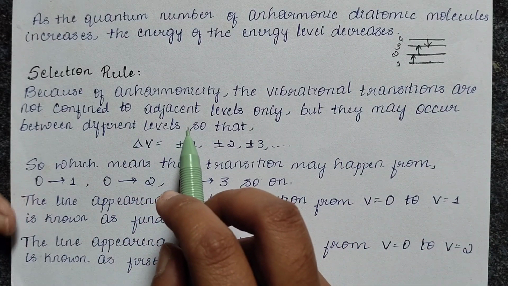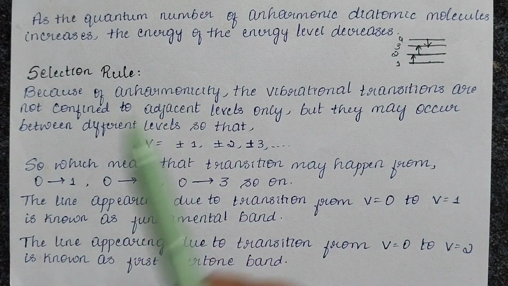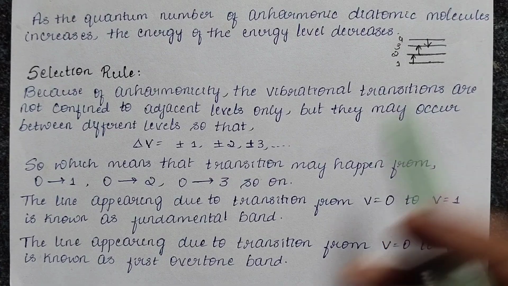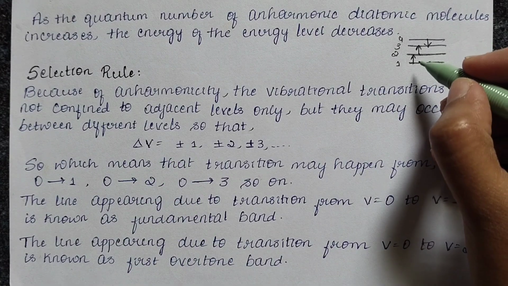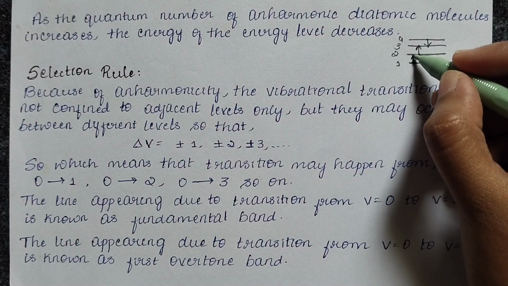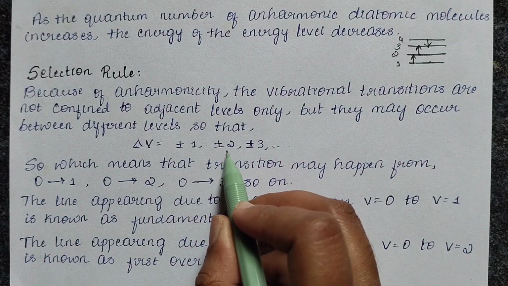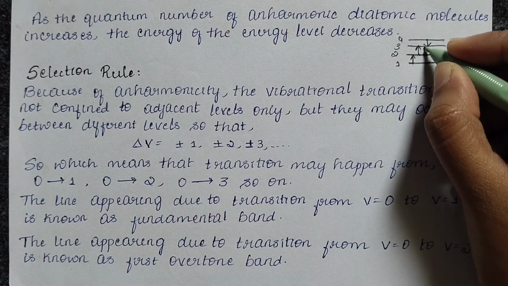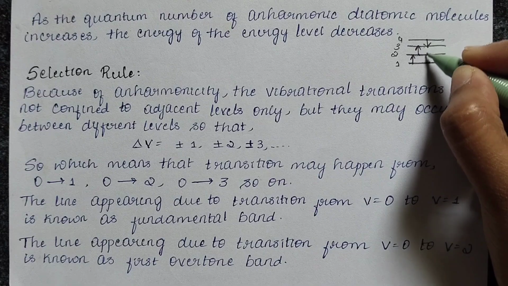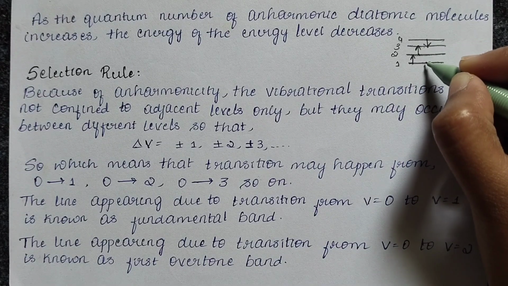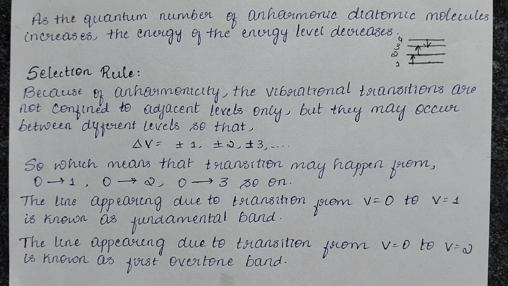But here, in case of the anharmonic oscillator, the transition may take place in plus or minus 1, that is from energy level 1 to energy level 2, and also plus or minus 2, that is from 1 to 3, which is plus 2, and depromotion may also take place from energy level 3 to energy level 1, which is minus 2, and so on. This means that transition may happen from 0 to 1, 0 to 2, 0 to 3, and so on.